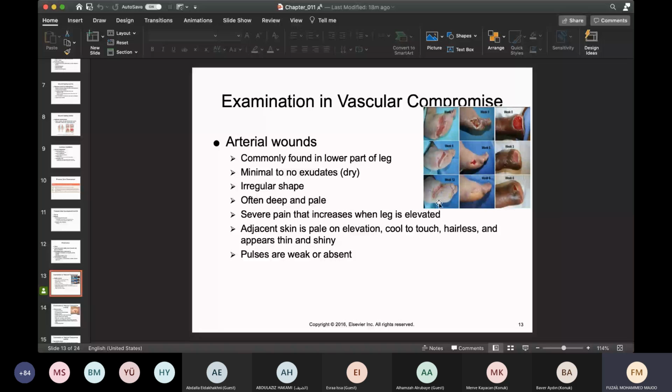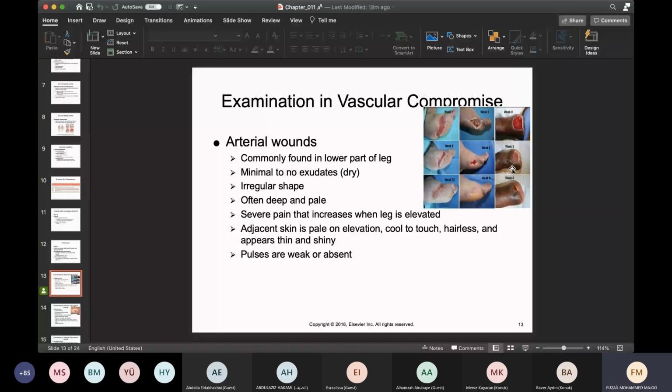These are very painful. If you want to look at severity of pain, it's quite severe. When you move, it ends up increasing. The skin adjacent to the wound is also pale. When you touch it, it's cool. You're not going to find any hair. And the skin is dying, essentially. If you search for a pulse, you probably won't even find that.